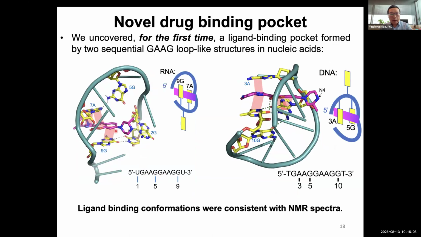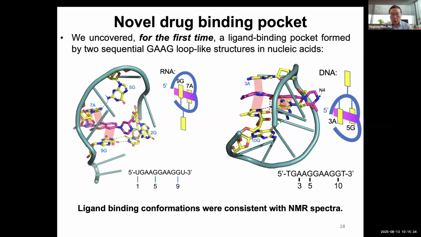So the ligand could form pi-pi stacking interactions with the surrounding nucleotides. This binding conformation was quite consistent with the NMR spectra. But I also noticed one difference. If I look at this nitrogen N4, it's exposed to the solvent in the case of DNA, but it can form a hydrogen bond with a 2G in the RNA structure.